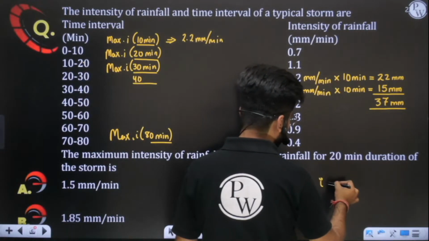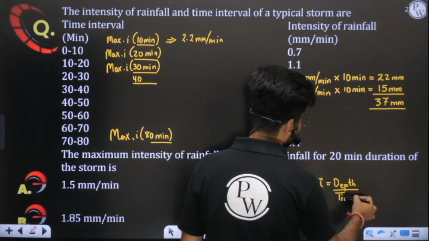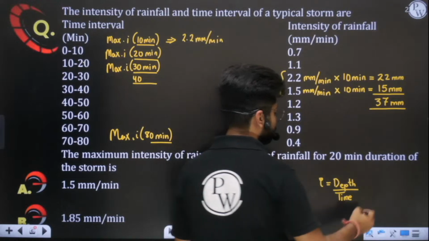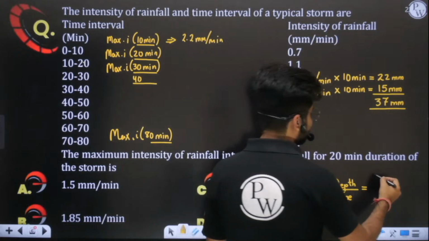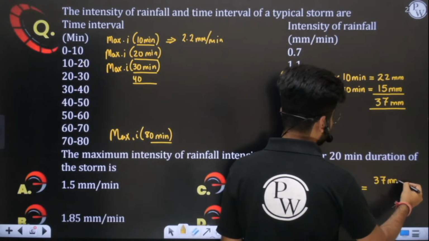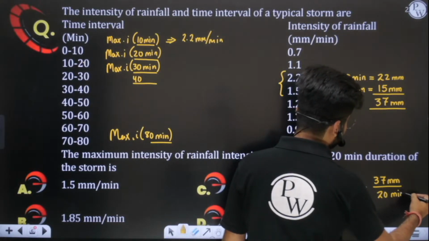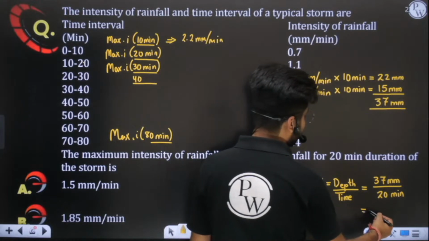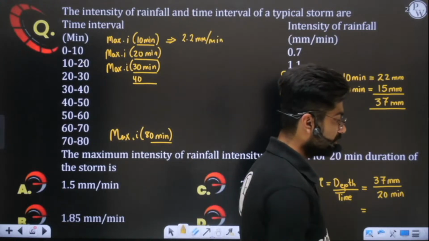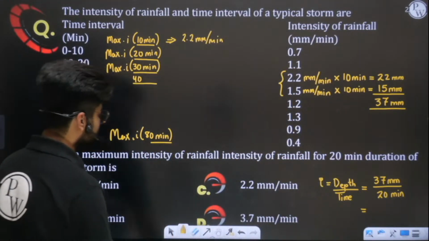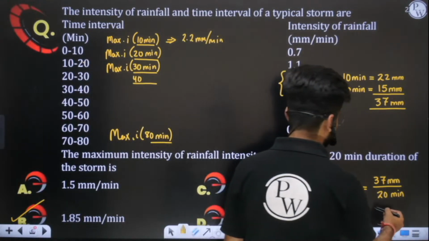How is intensity found out? Simply, rainfall depth divided by time. Yes or no? This is intensity. So depth is how much? The maximum depth is 37 mm. Time is 20 minutes. Divide them. How much are you getting here? Kindly comment. 37 divided by 20. Simply 1.85. Yes or no? Perfect. 1.85 we are getting here. So option B is the correct answer. It will be 1.85 mm per minute.